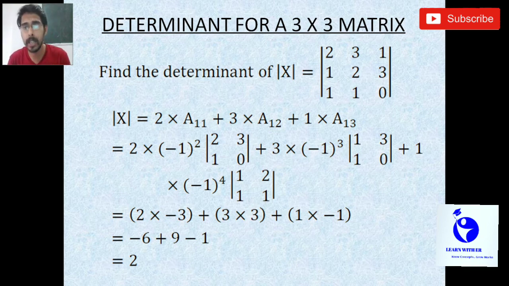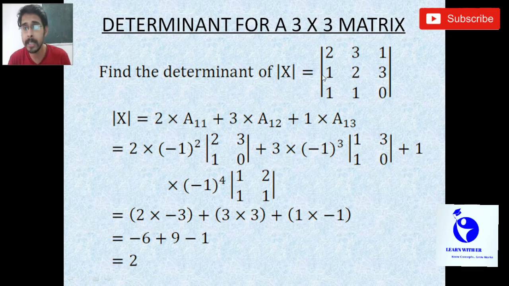So if you target the first row, the first one will be 2, which is the first element, multiplied by A11, which is the cofactor of 2, plus the second element 3 multiplied by A12, which is the cofactor of 3, plus 1, the third element, multiplied by the cofactor of 1. So this is the formula.